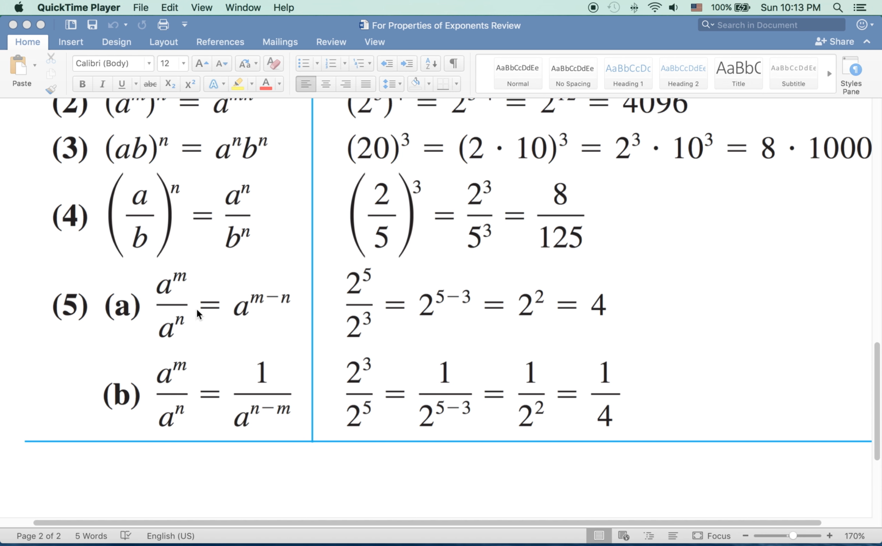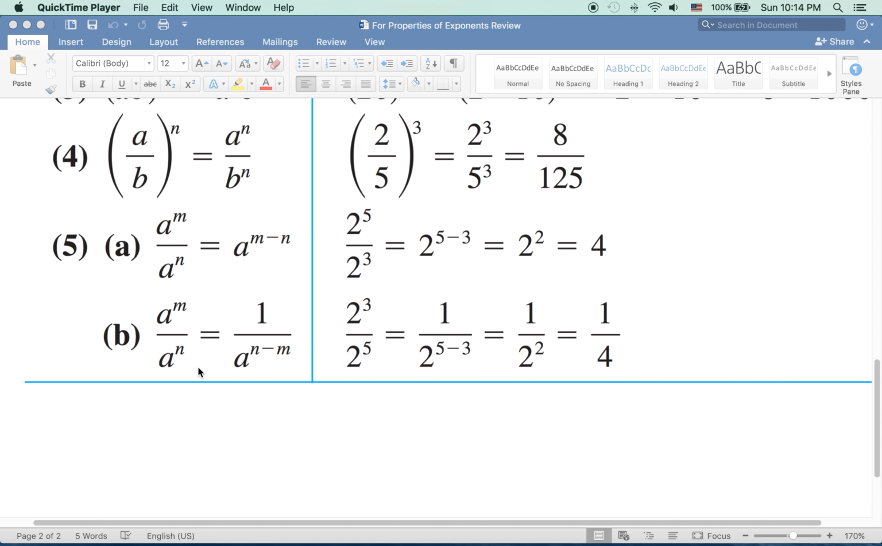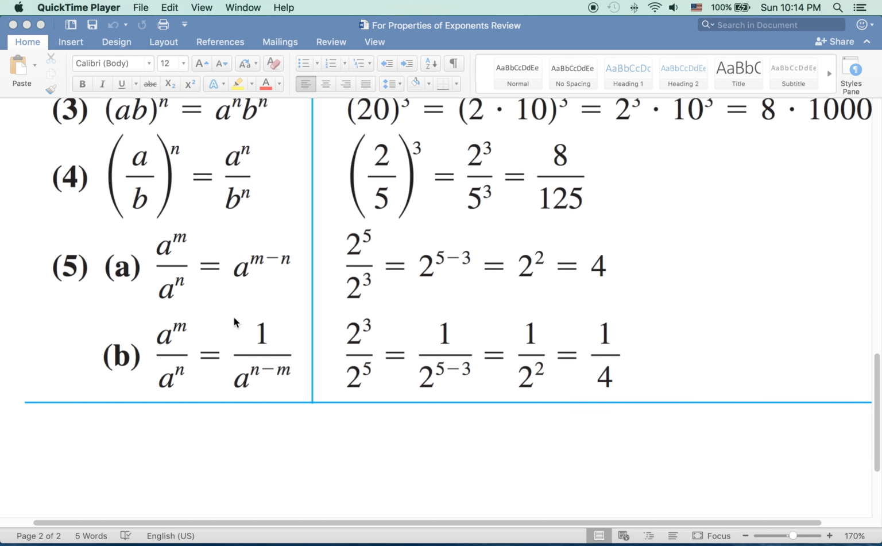This one's great. A to the m over a to the n, it equals a to the m minus n. Now they have to have the same base. So 2 to the 5th divided by 2 to the 3rd, well, it's 2 to the 5 minus 3, which is 2 squared. Now we can put this whole thing in the denominator if we switch the sign. This one's probably the least useful, and it's actually a combination of two of the prior properties. So focus on this one.